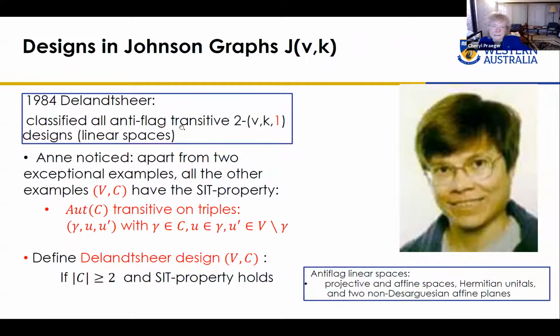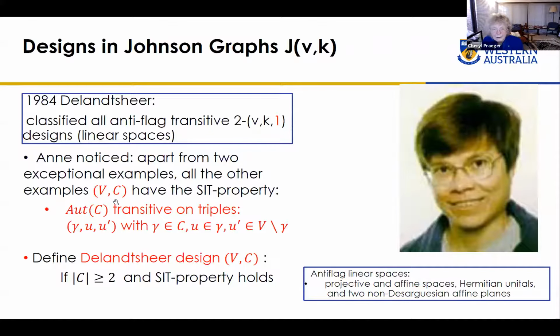which are transitive on anti-flags, anti-flag transitive 2-(v,k,1) designs. So the parameter lambda was 1. Every 2 points lie on exactly 1 block or line. Sometimes they're called linear spaces. And Anne noticed in her paper that, well, let me first explain down here in this box what she found. The examples were several infinite families of examples and 2 particular exceptions. So there's projective spaces, there's affine spaces, there's Hermitian unitals, and there's these 2 exceptional examples.